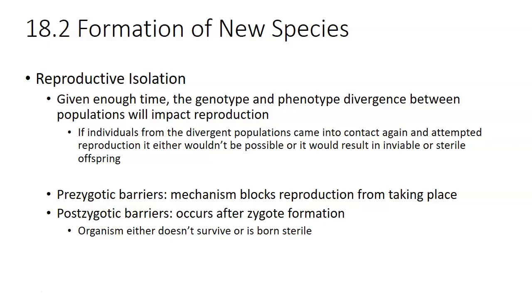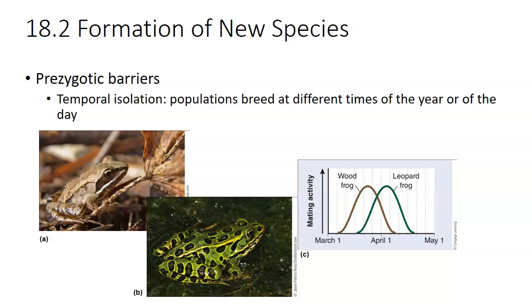So we got pre-zygotic and post-zygotic barriers. Both of them are going to block the formation of offspring. Okay, so the first type of pre-zygotic barrier that we'll talk about is temporal isolation. And so temporal means time.